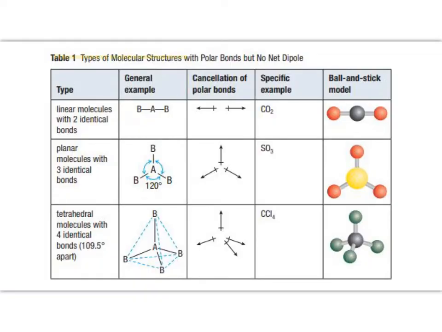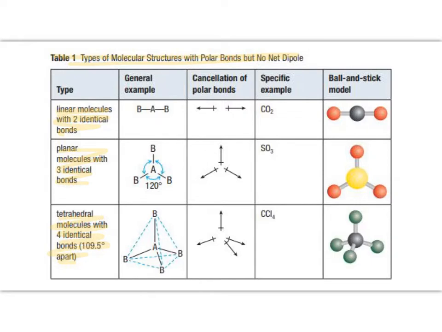So here, table 1, we look at types of molecular structures that have polar bonds but no net dipoles. So we've got three general types that meet these conditions: linear molecules with two identical bonds, planar molecules with three identical bonds, or tetrahedral molecules with four identical bonds. In each of these cases, the net dipole in the molecule will be 0.